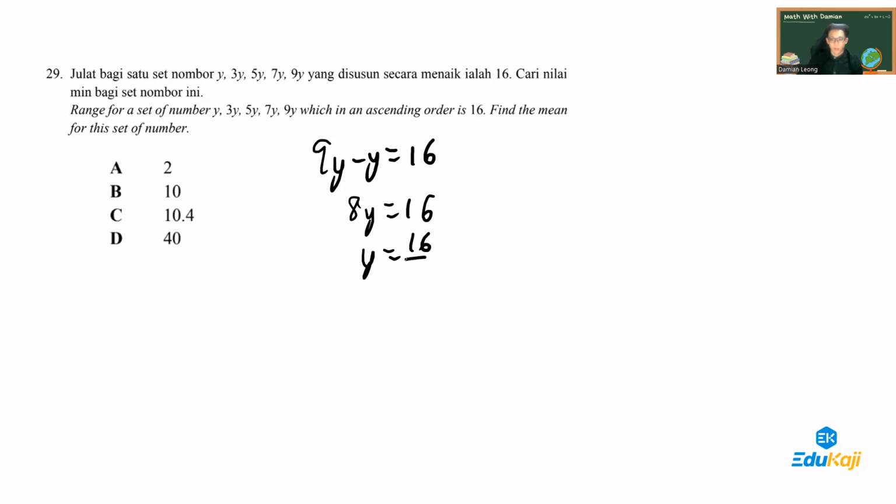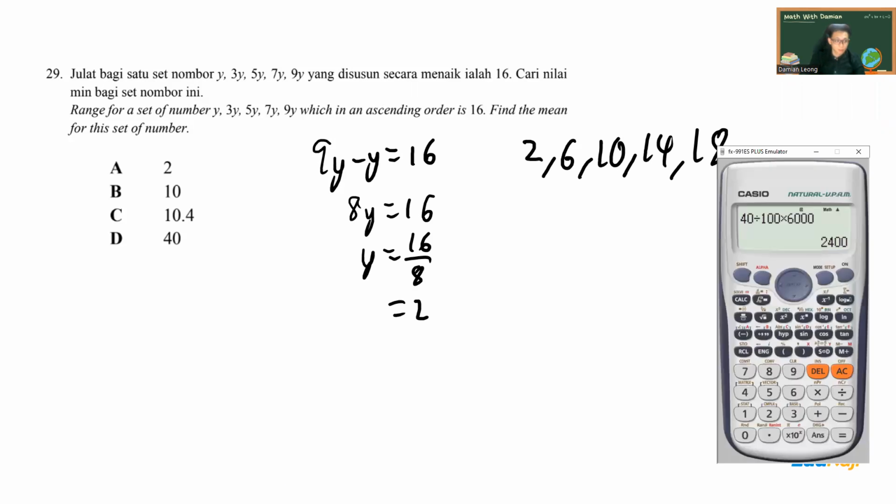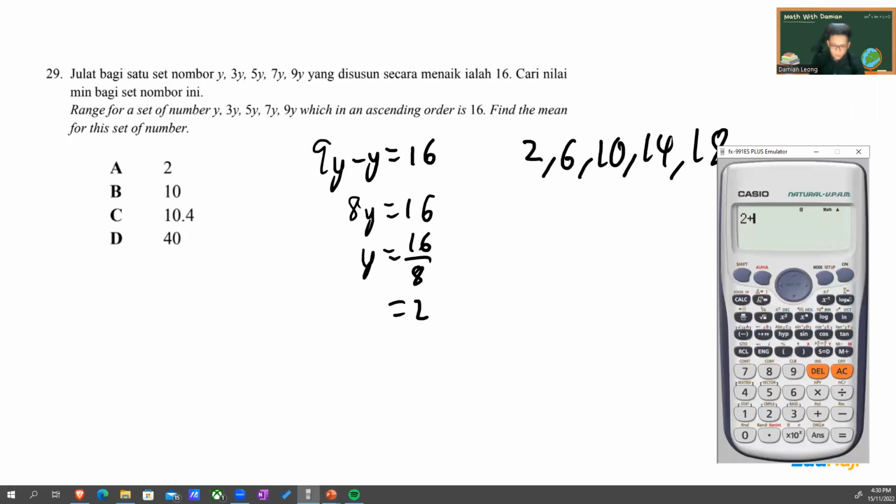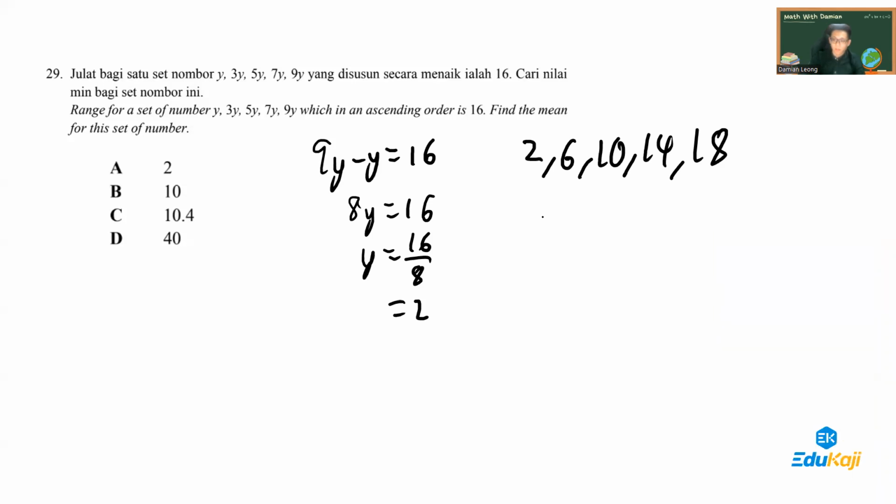So y will be 16 divided by 8, which is 2. So 2 is not the answer. What they want is the mean. So if y is 2, the values are 3 times 2, 6, 5 times 2, 10, 7 times 2, 14, 9 times 2, 18. So I want the mean of this. 2 plus 6 plus 10 plus 14 plus 18, sum of everything, 50, divide by the number of values, 5, which is 10. Answer B.